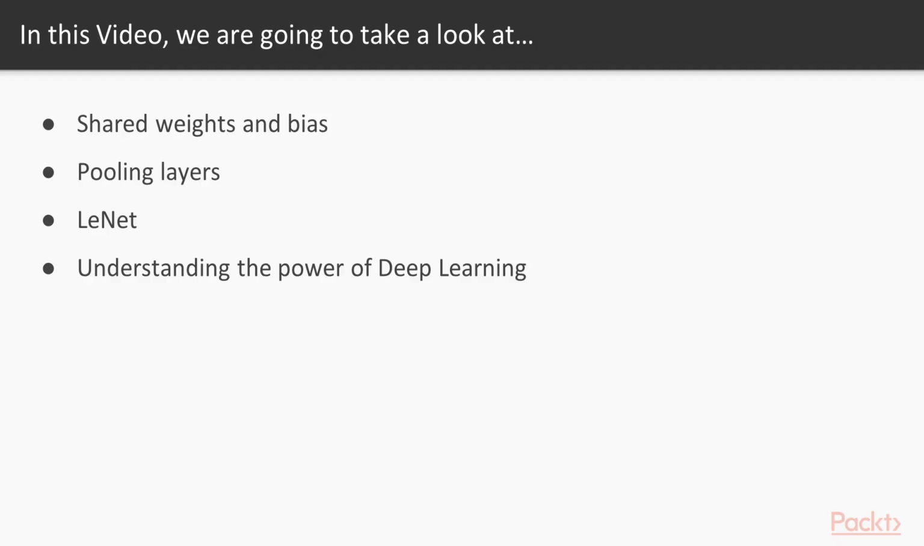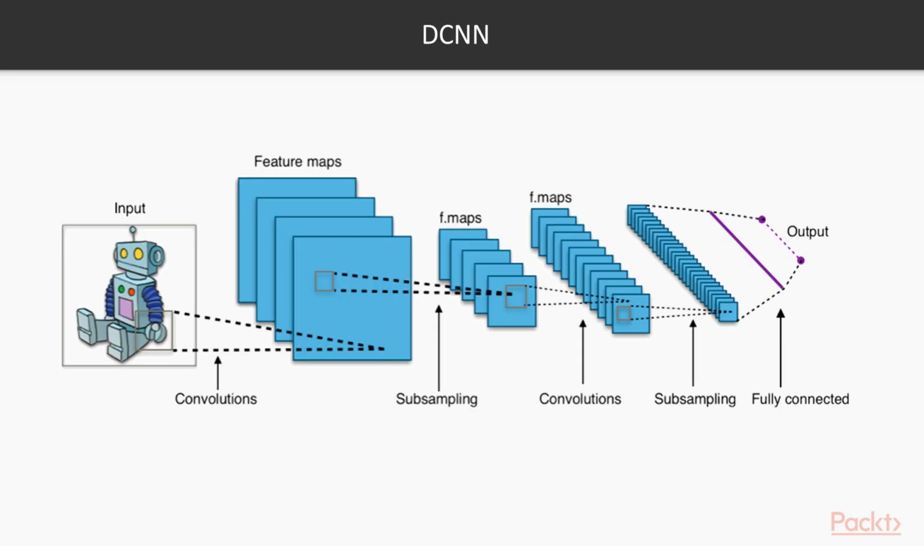In this video, first we will take a look at shared weights and bias, then pooling layers. After that, LeNet, and finally understanding the power of deep learning. Let's start with Deep Convolutional Neural Network, DCNN.